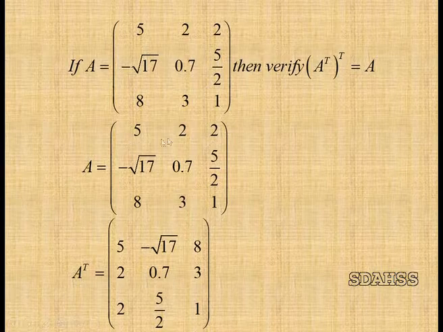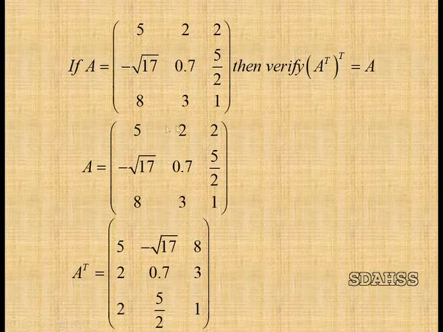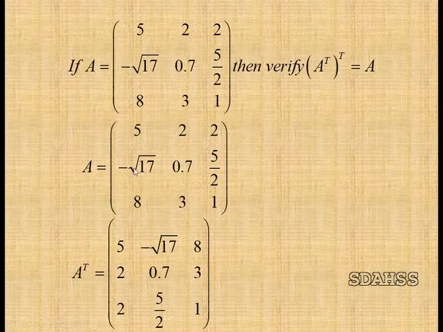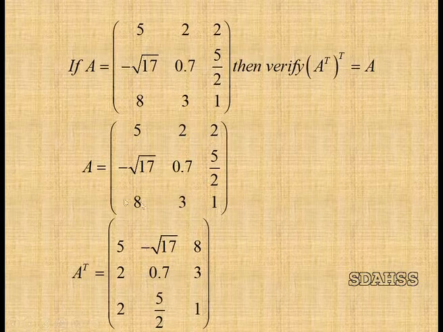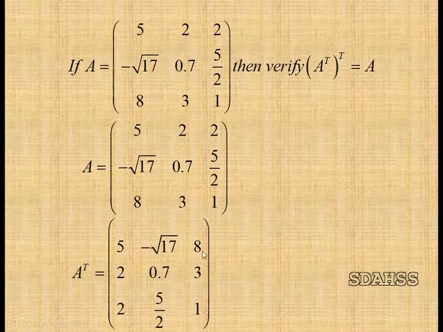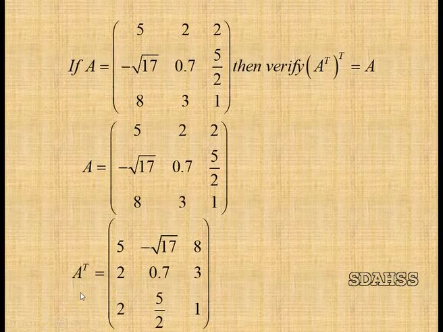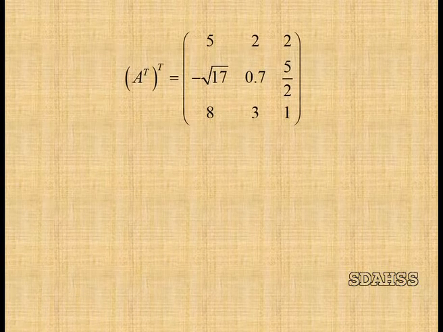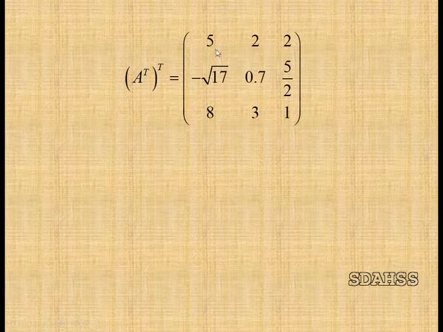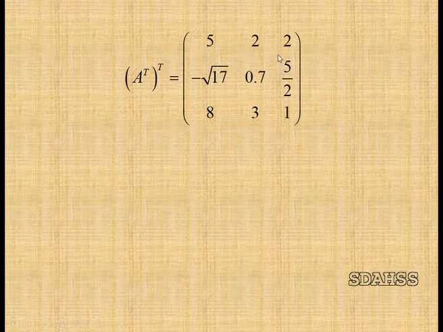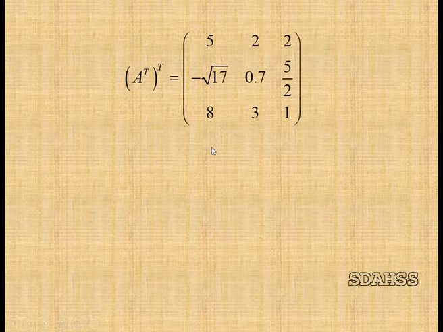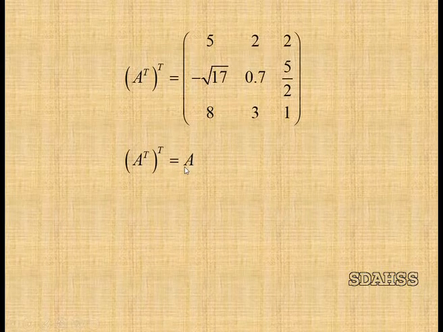First interchange the first row into the first column. So the first row becomes the first column, the second row becomes the second column, and the third row becomes the third column. Again you have to transpose A transpose. Similarly, the first row becomes the first column, the second row becomes the second column, the third row becomes the third column. But this is A. So (A transpose) whole transpose is equal to A.